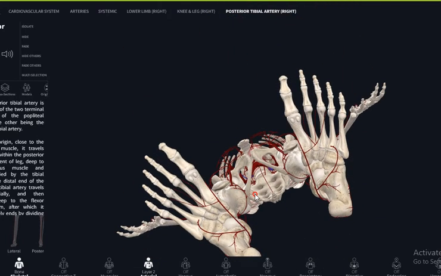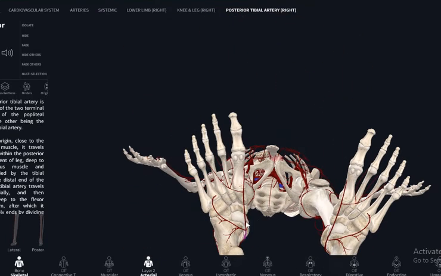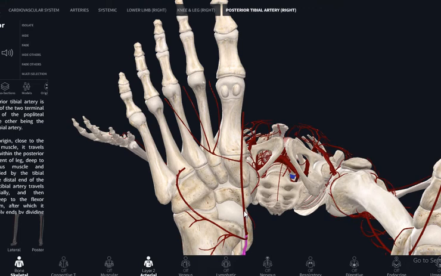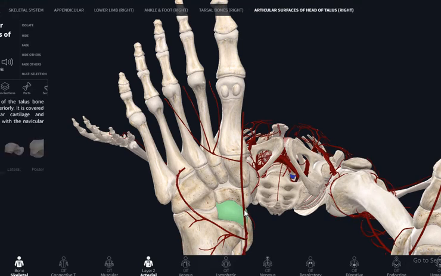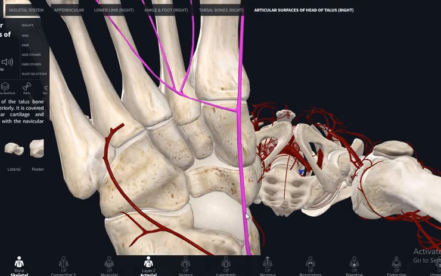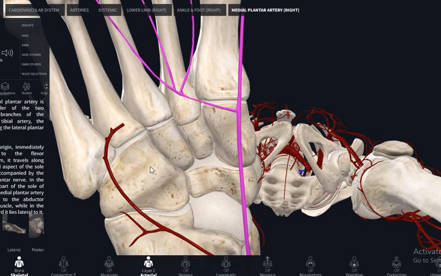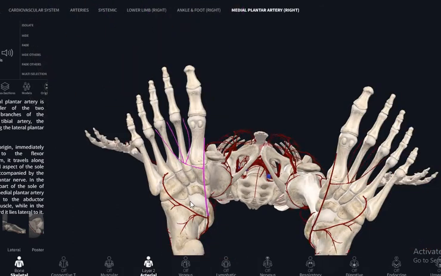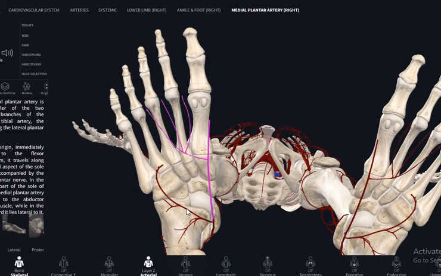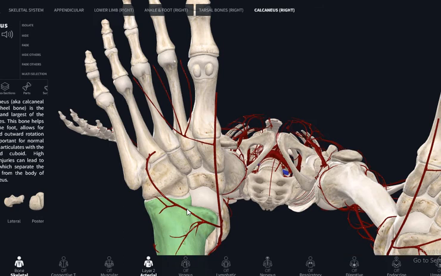Now when they come down, you see that they form some arches. The posterior tibial artery is going to give this artery, which is the medial plantar artery, and this other one is going to be the lateral plantar artery.